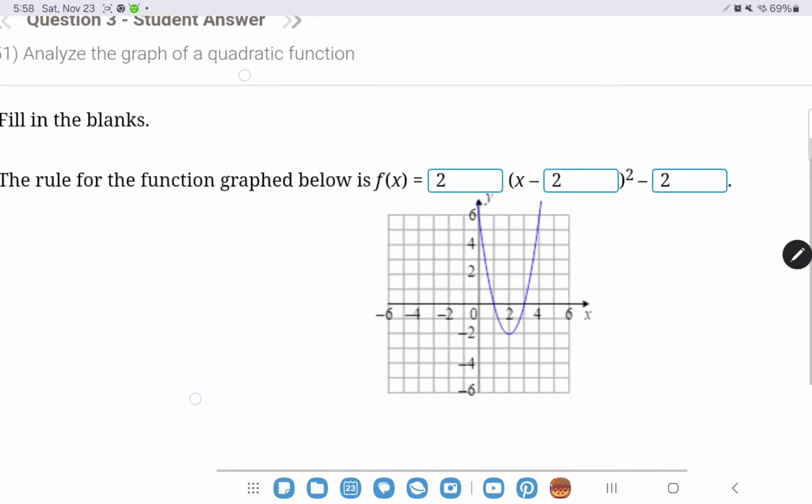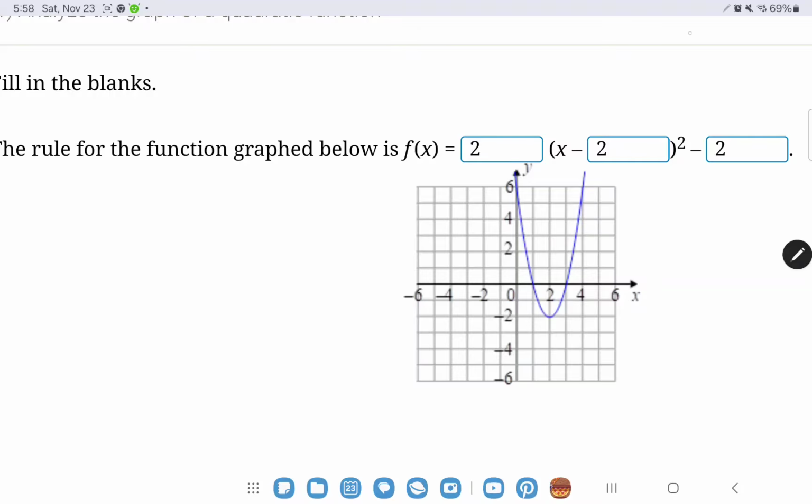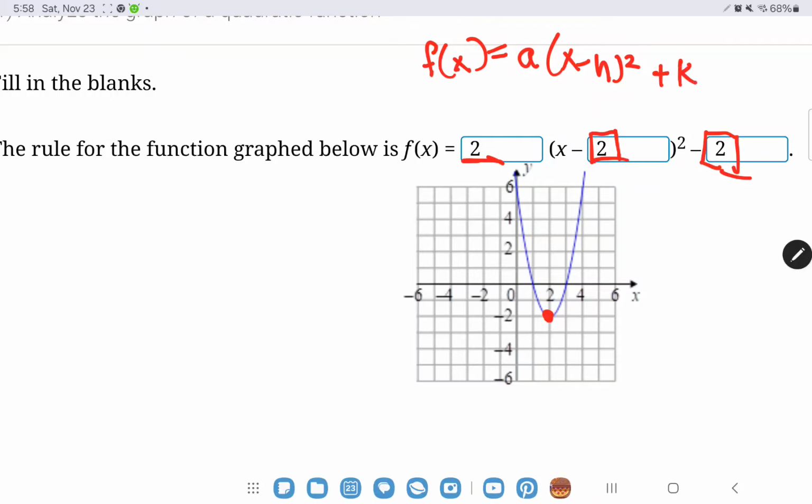Analyze the graph of the quadratic function. Let's see. To find these two numbers, you just have to look at the graph. You look at the vertex. It's here. It's at 2, -2. So you put 2, -2. That's how you do it. Now to find this number, because it should be in the form of f(x) equals a(x minus h) squared plus k. That's the form it should be in.